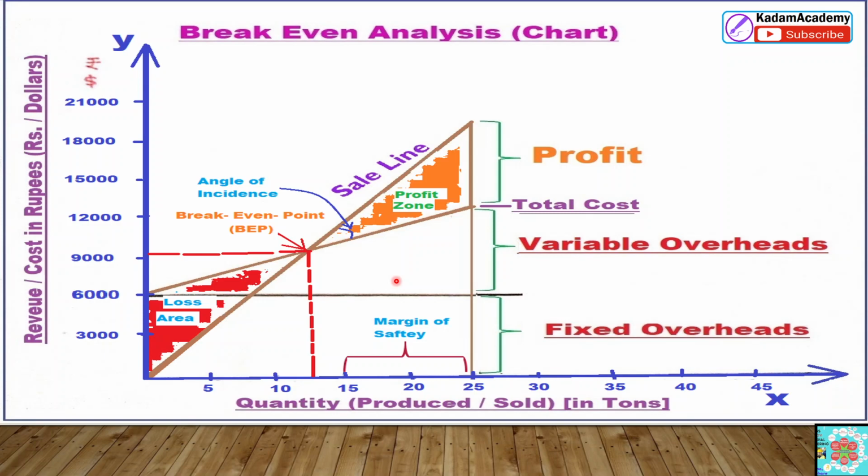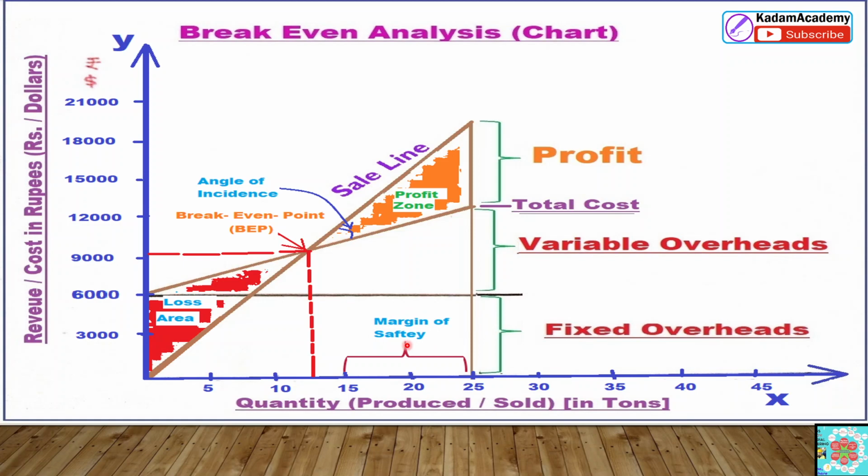This margin of safety, again I will tell you, represents the amount by which the volume of sales exceeds the break-even point. This is the volume at break-even point, and this is the volume at the maximum profit. The difference between these two is the margin of safety. Business in between these will always be in profit.